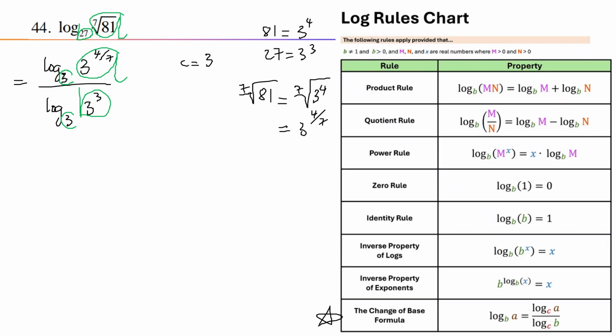Now after that we use the inverse property of logs, and the exponent is the answer. So we have 4 over 7 over 3. It comes from the exponent here. Now 4 over 7 divided by 3 means multiply by 1/3, which gives 4 over 21.